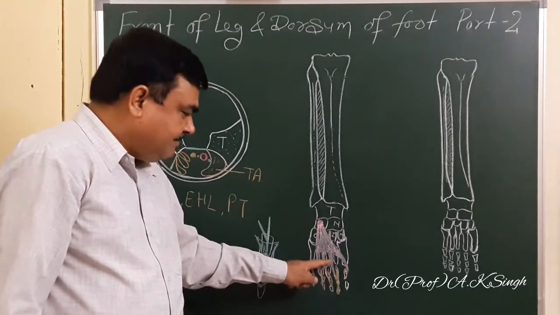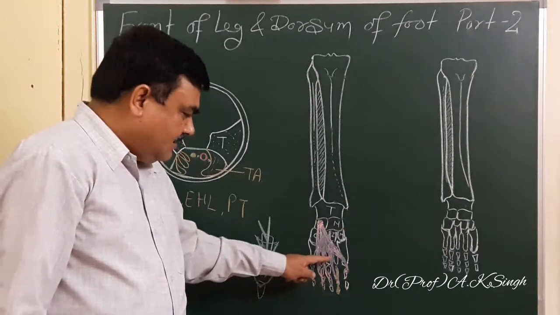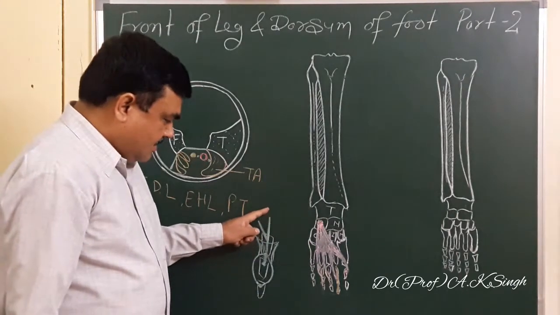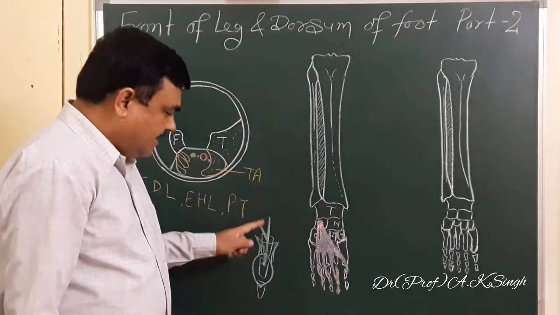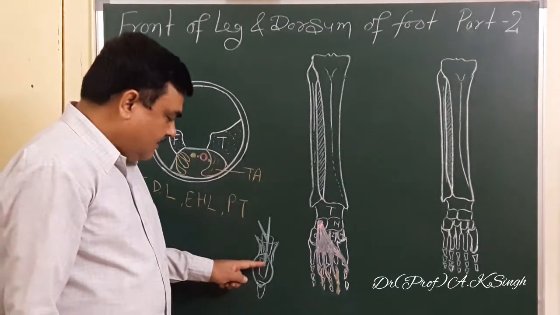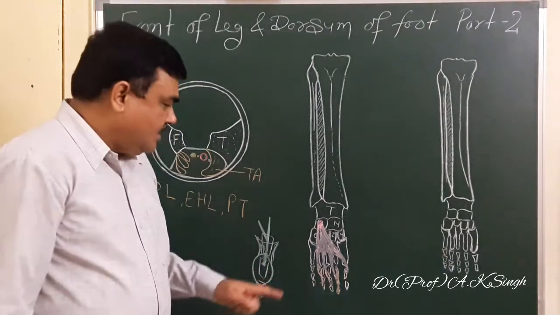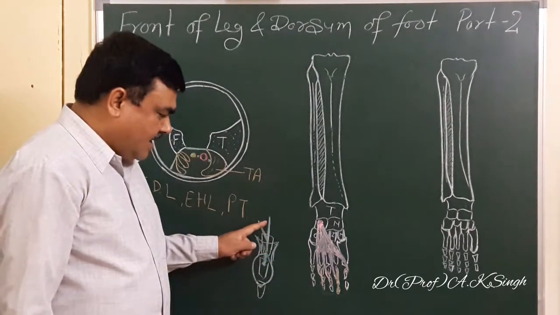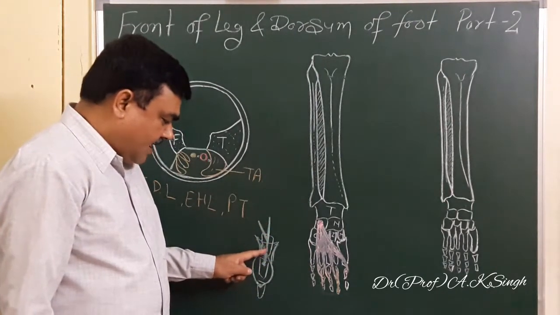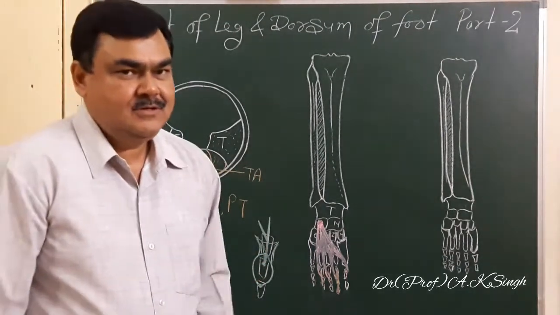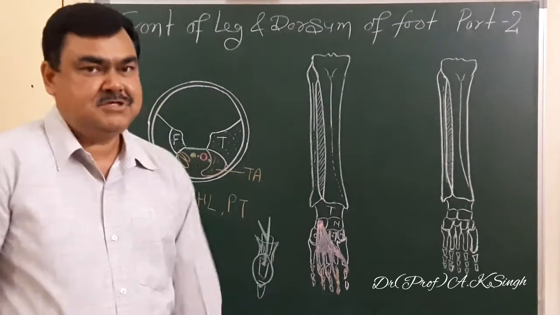But here in this case, all three tendons inserted through extensor digitorum longus on the middle and distal phalanx. So its action is, it is extensor of metatarsophalangeal joint and proximal and distal interphalangeal joint. So these are the action of this muscle.